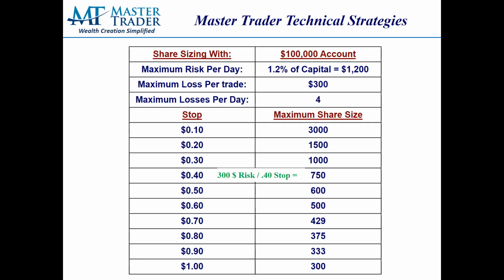So here is an example of how you could decide your risk based on your account size. We're saying here's a $100,000 account. We're going to risk 1.2% of capital on any given day. And we're going to take a max loss per trade of $300, which will allow us 4 trades per day. If you have 4 losing trades, well, you're done for the day. No more trading. Turn it off.